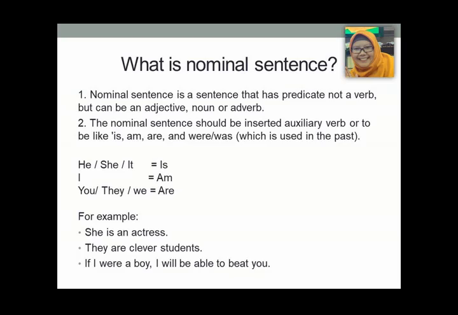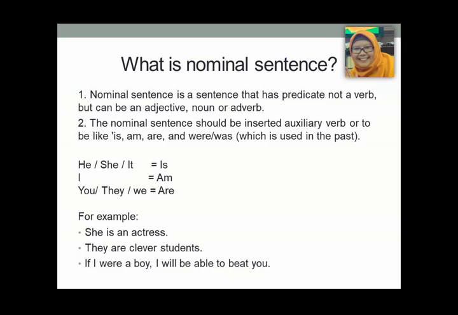You see that here the predicate is to be: am, is, or are. It means that the predicate is not a verb, but can be an adjective, noun, or adverb. Therefore, we have Anna over there. The second one, a nominal sentence should be inserted with the auxiliary verb to be like am, is, are, and was, were, which are used in the past. So you are familiar with this structure, yeah?